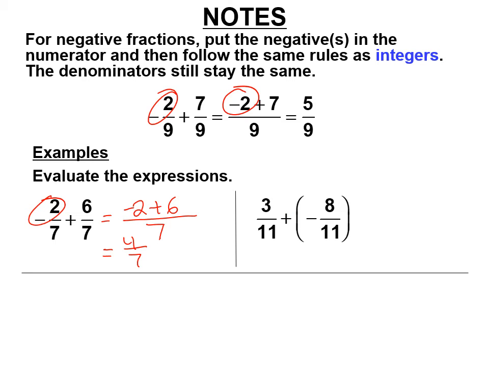Try this one. So we keep the denominator. We have a 3. We're going to do 3 plus negative 8. 3 plus negative 8 is negative 5, and we get negative 5/11.